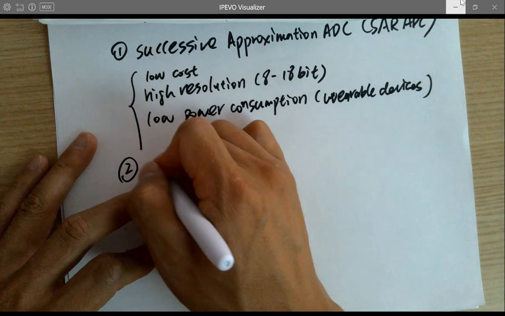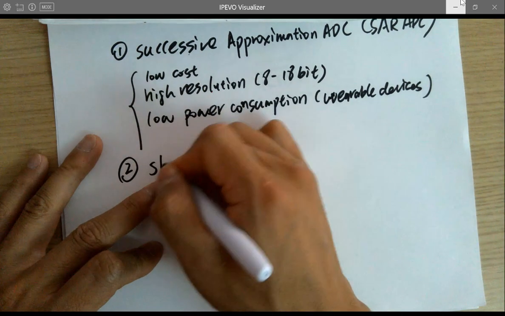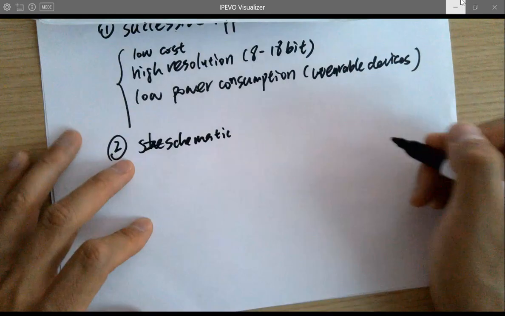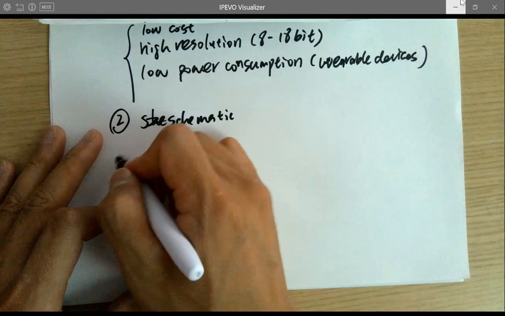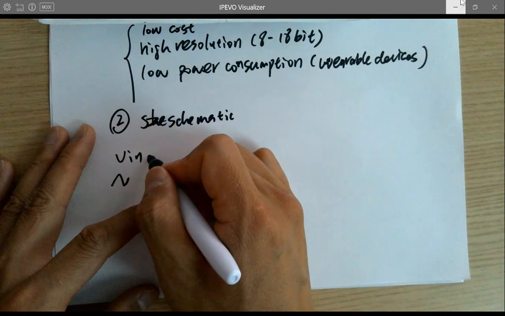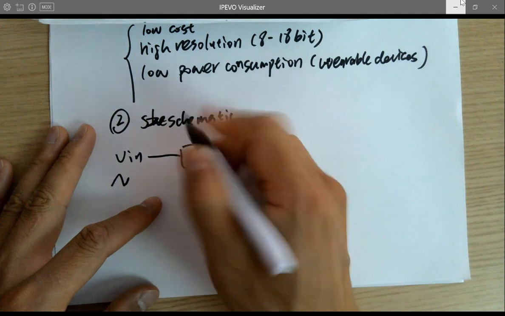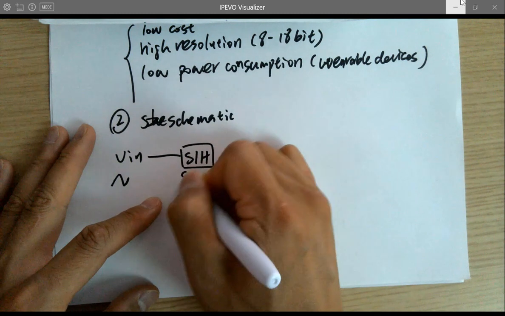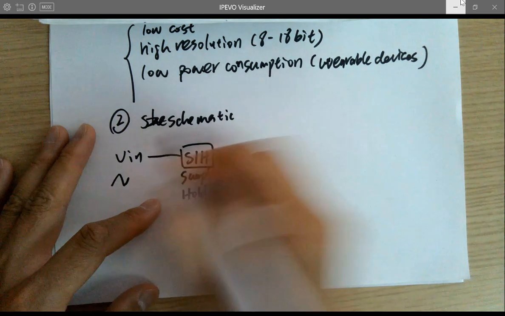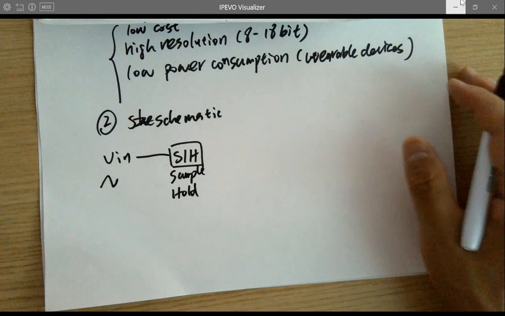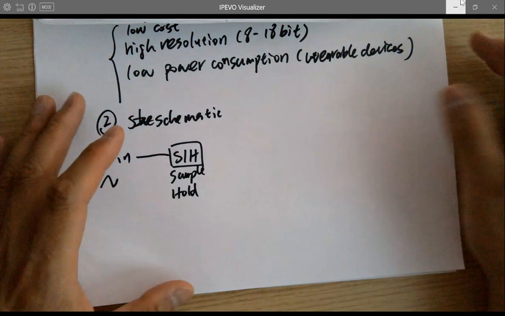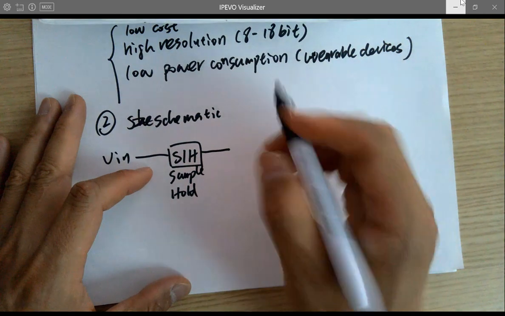Here's a schematic of it, the top-level schematic of the SAR ADC. So V in, the analog input, comes in and is fed into the sample-and-hold circuit. It holds the DC value so the ADC can work on it to convert it into digital values.